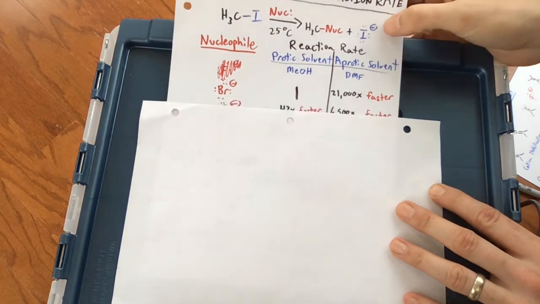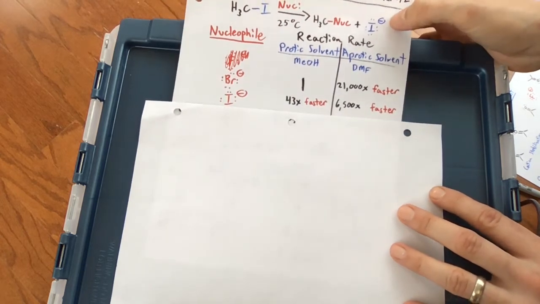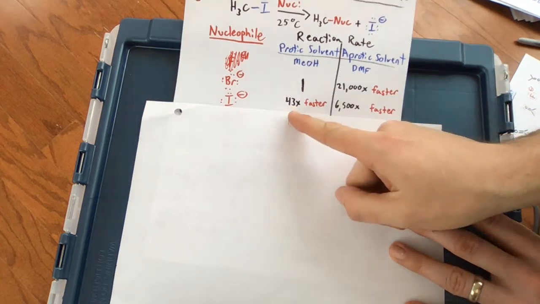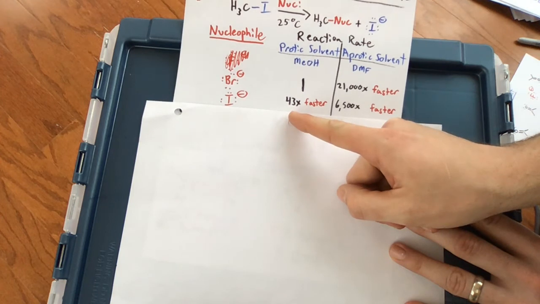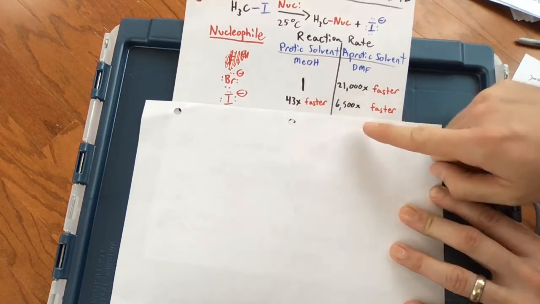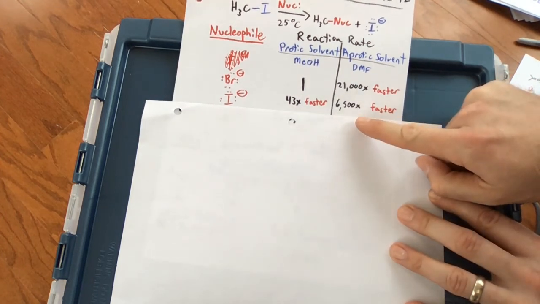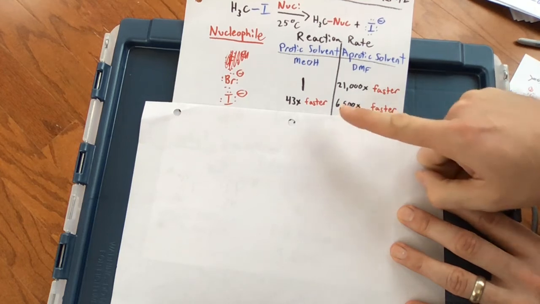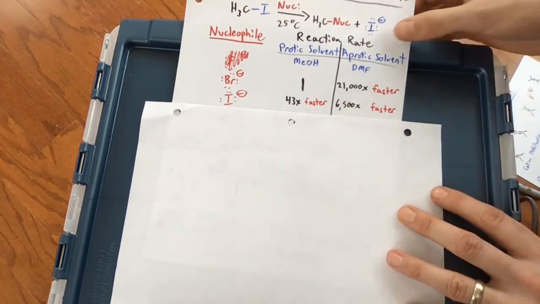And the same holds true if we react this with iodide instead, because iodide is a stronger nucleophile than bromide. Its reaction rate happens to be faster in both solvents. But again, putting this reaction in an aprotic solvent results in a ginormous increase, from 43 to 65,000, or 6,500 times faster than the baseline reaction.